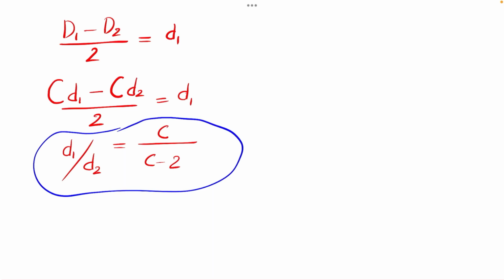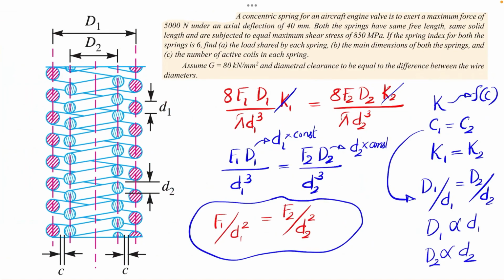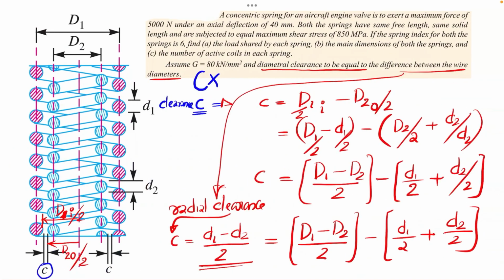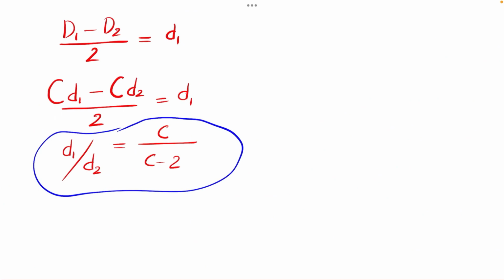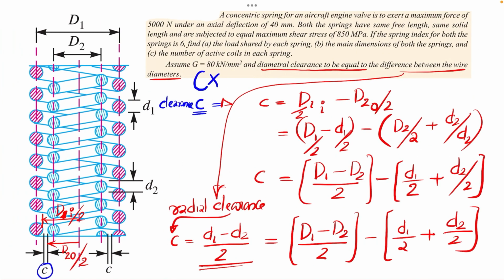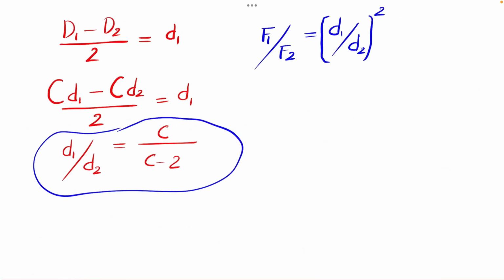So here we are having the expression for the ratio of wire diameters d1 by d2 as C divided by C minus 2, and from the earlier derivation we have obtained F1 by d1 square equal to F2 by d2 square, or we have obtained F1 by F2 as d1 divided by d2 the whole square. So these expressions are important for solving our problem. So once again we will be going to the problem.